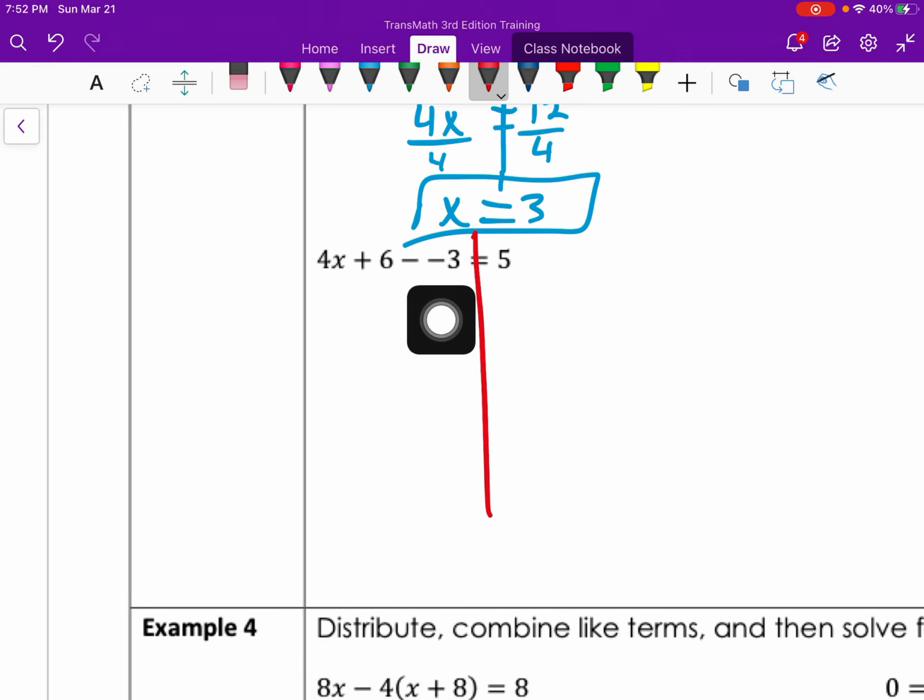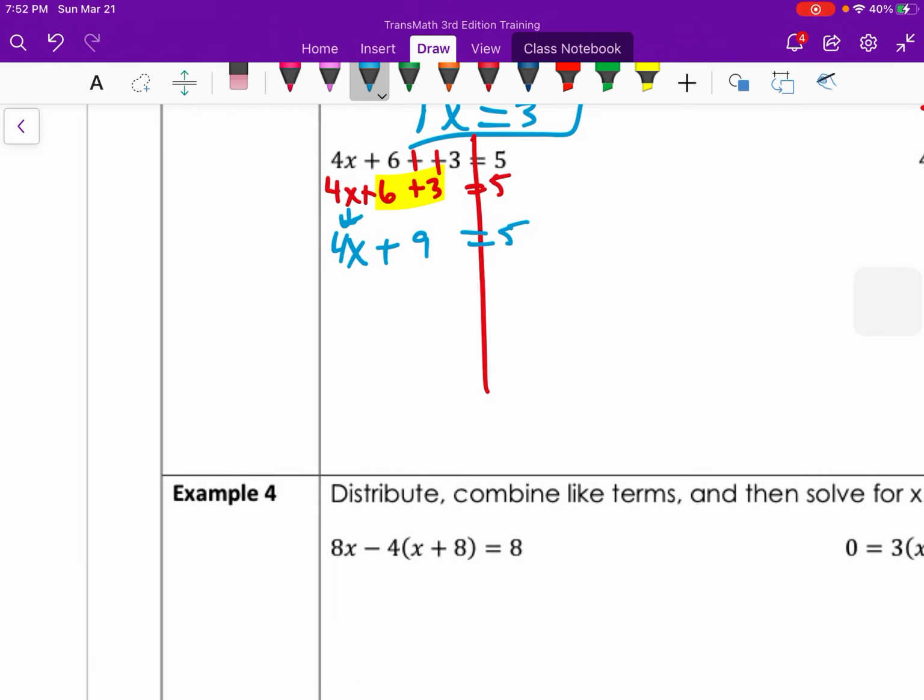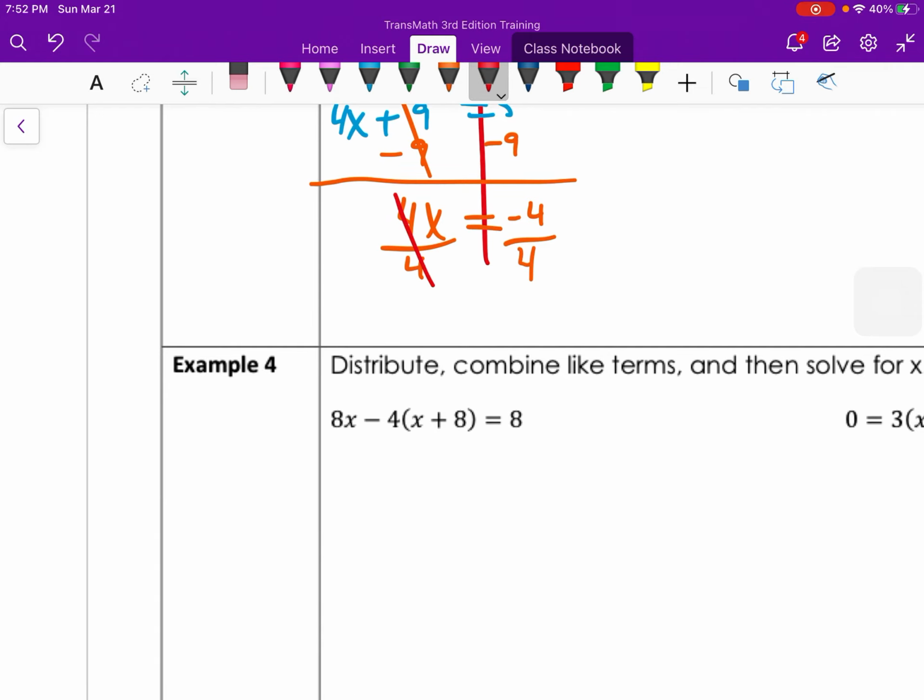I'm going to first rewrite and simplify the left. So it's 4x plus 6 plus the opposite, so plus 3 equals 5. Now I'm going to combine my like terms. There are no like terms with x, so I'm going to just rewrite that down here. 4x plus, 6 plus 3 is 9 equals 5. Now I can do my inverse operations. So I can subtract 9 from both sides. That then is 0. So we have 4x equals 5 minus 9, which is -4. So I can divide both sides by 4 to get x by itself, and that'll be -1.